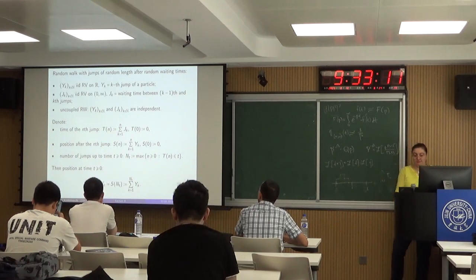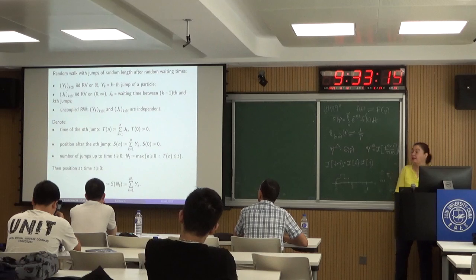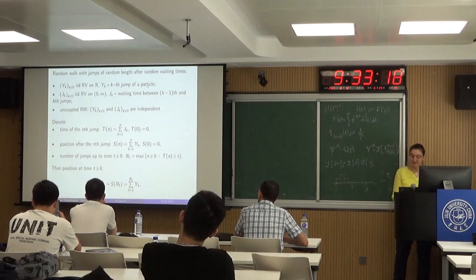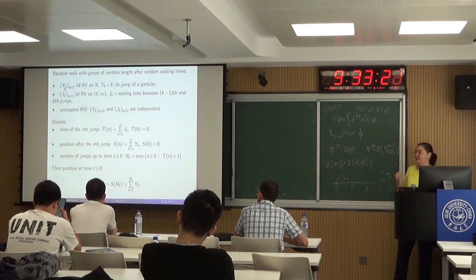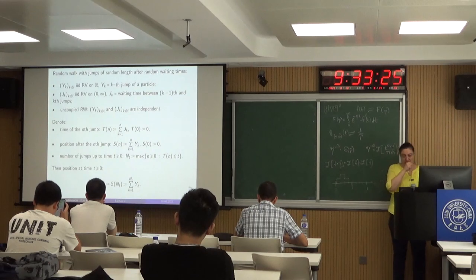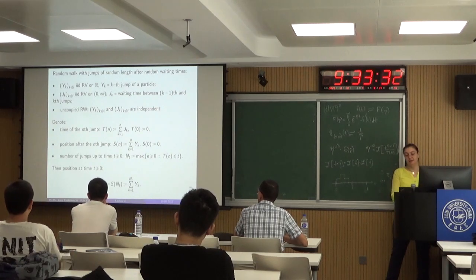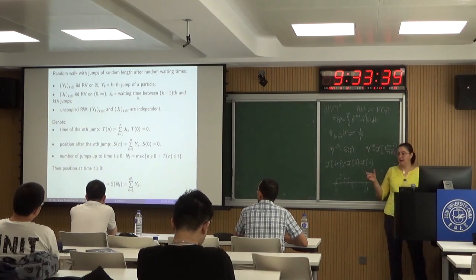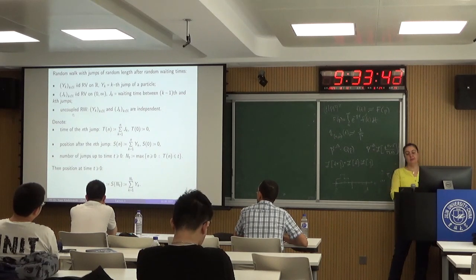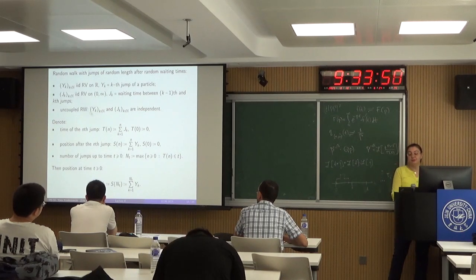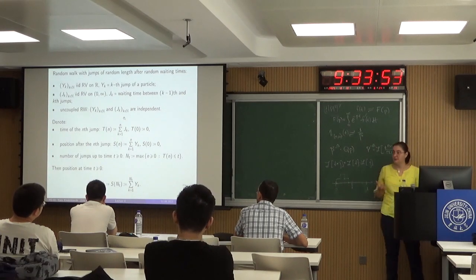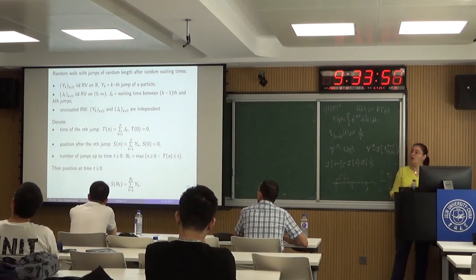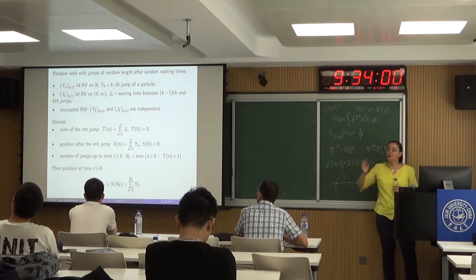So how do we describe it? We have a family of IID random variables which describe our jumps. So we assume that all jumps are IID, that is, they are independent and have the same distribution. Also we have a family of IID random variables which are non-negative, and they describe waiting times between jumps. Again, they have the same distribution. So in the simplest case, we consider the so-called uncoupled random walk. Namely, we mean that the jumps do not depend on the waiting times.